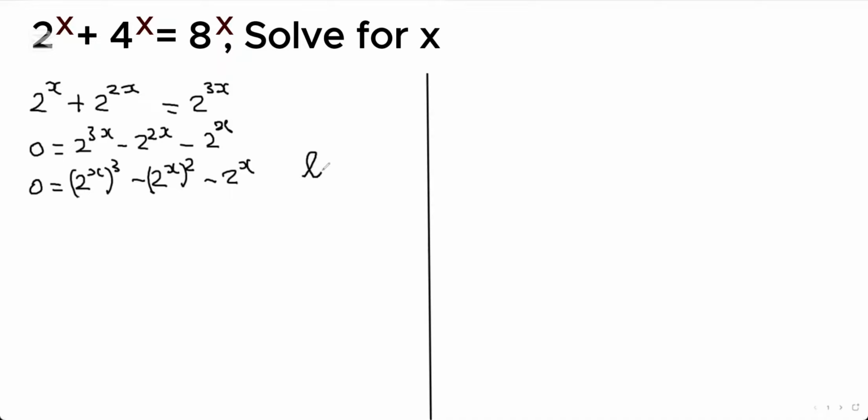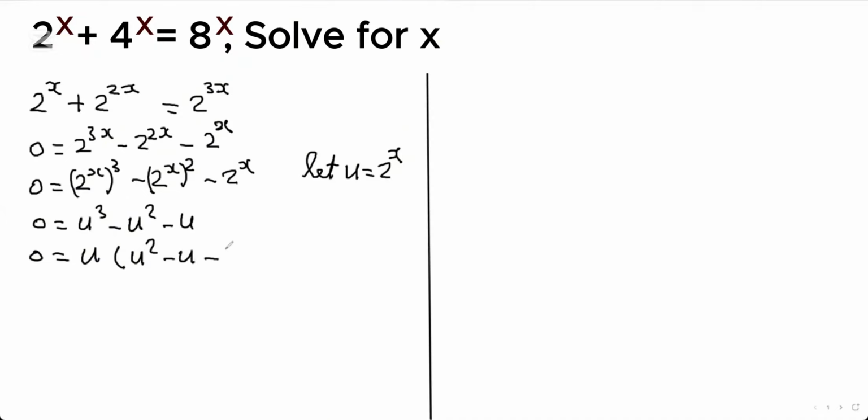I'm going to let u equal 2 to the power of x, and then we could write this as u cubed minus u squared minus u. And at the same time, I'm going to factor this by taking out u as the greatest common factor, and I'm going to get u squared minus u minus 1.